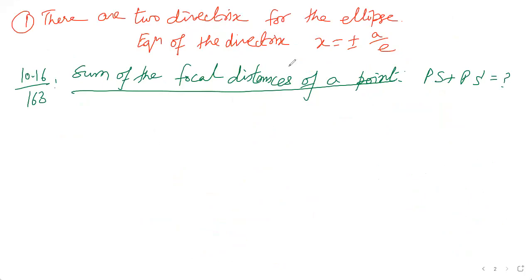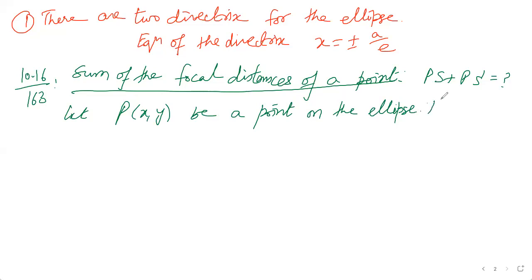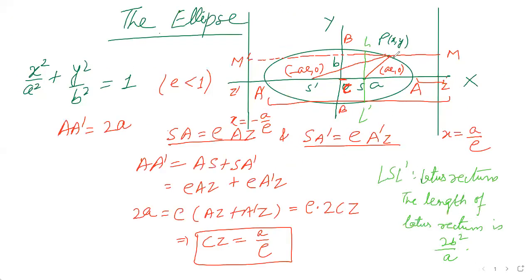So sum of the focal distances, let P be a point on the ellipse, P(x, y) be a point on the ellipse, then by the formula we have PS is equal to e times PM. This is our formula for defining all the conics. For parabola e is 1, so PS is equal to PM; for ellipse e is less than 1, for hyperbola greater than 1. And this e times PM I can write as e and PM is equal to NZ, because if I draw a perpendicular here, I can write this PM as NZ.